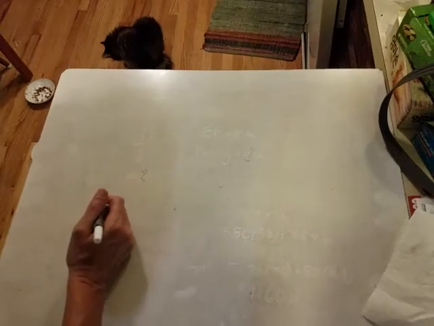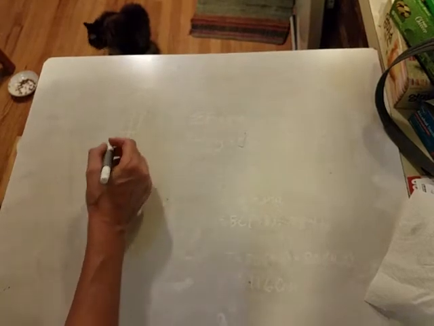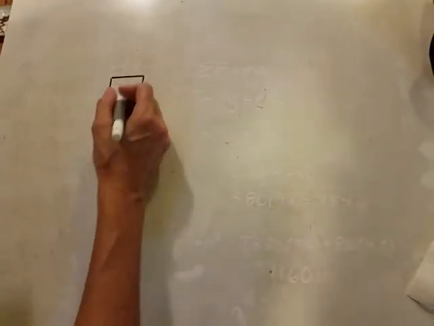A wagon with a kid in it is being pulled with a force of 100 newtons, 30 degrees with the horizontal. First step is our free body diagram. Kid and wagon are a box because it's easier.